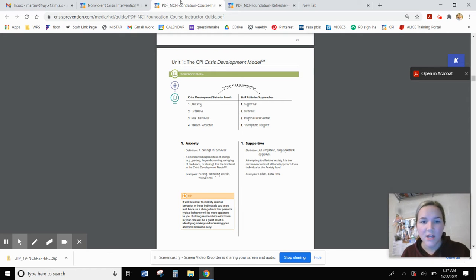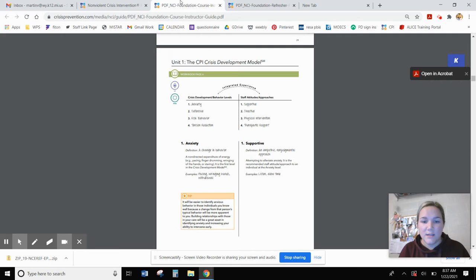So this is the crisis development model. Remember, there's 4 behavior levels that a student will exhibit, and then there's 4 staff attitudes, right? So the first one is anxiety, which is really a change in a student's behavior. So pacing back and forth, fidgeting, and how staff would respond to that is empathetic, non-judgmental approach, and the keyword is being supportive, allowing them time to really work through that emotion.